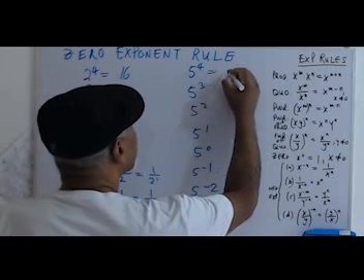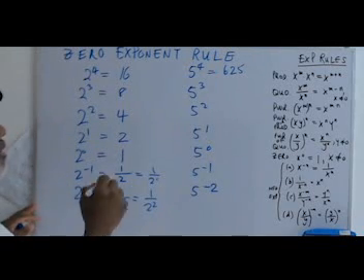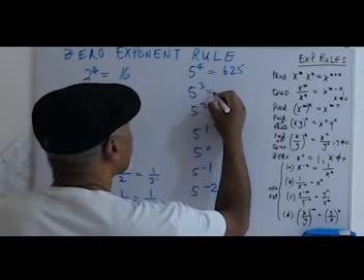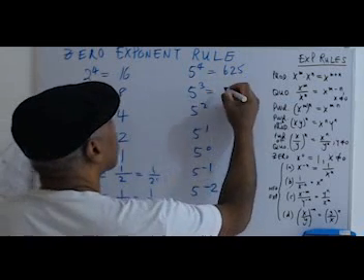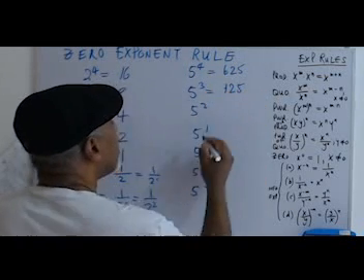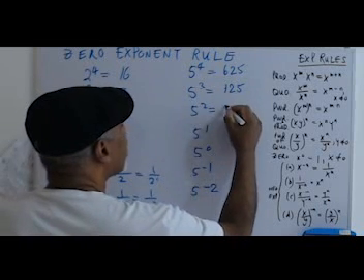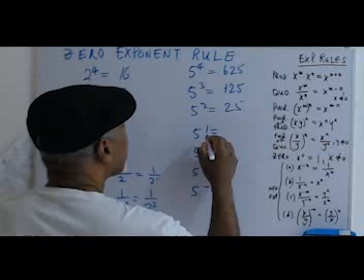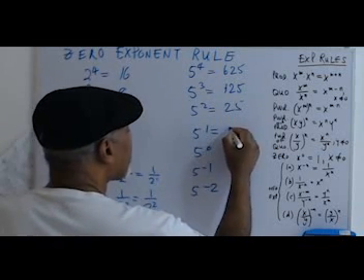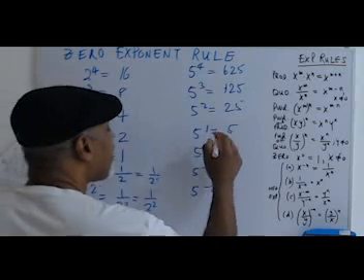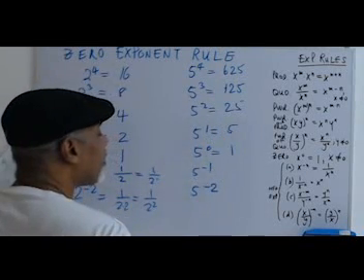5 to the 4th is equal to 625. 5 cubed is 5 times 5 times 5, but you can get that from 625 by dividing that by 5. 5 squared is 25, which you can get from this by dividing that by 5. 5 to the first is 5, which you can get from 25 by dividing that by 5. If you divide 5 by 5, you get 1. So 5 to the 0 is equal to 1.